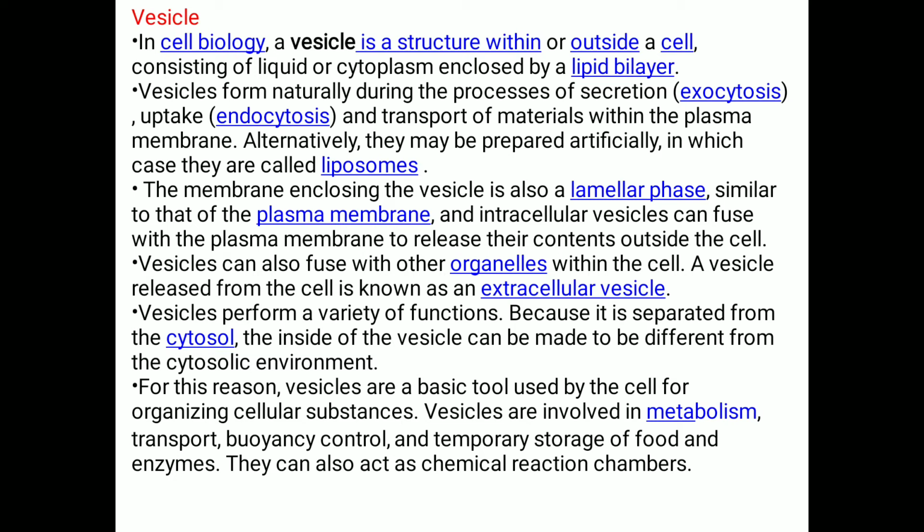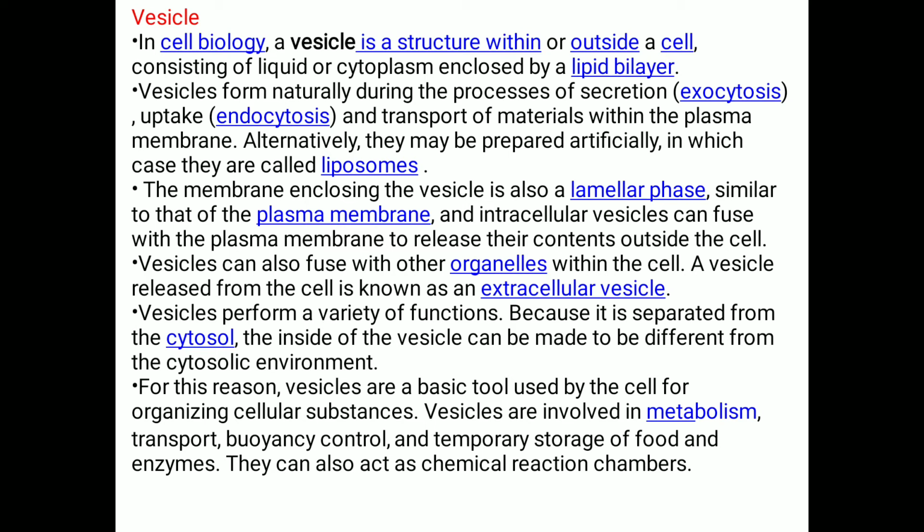Then what happens during endocytosis? If the cell has to take some material inside, the plasma membrane will engulf that material, take it, and pinch off a vesicle inside the cell. In that way, vesicles are important in endocytosis and exocytosis.